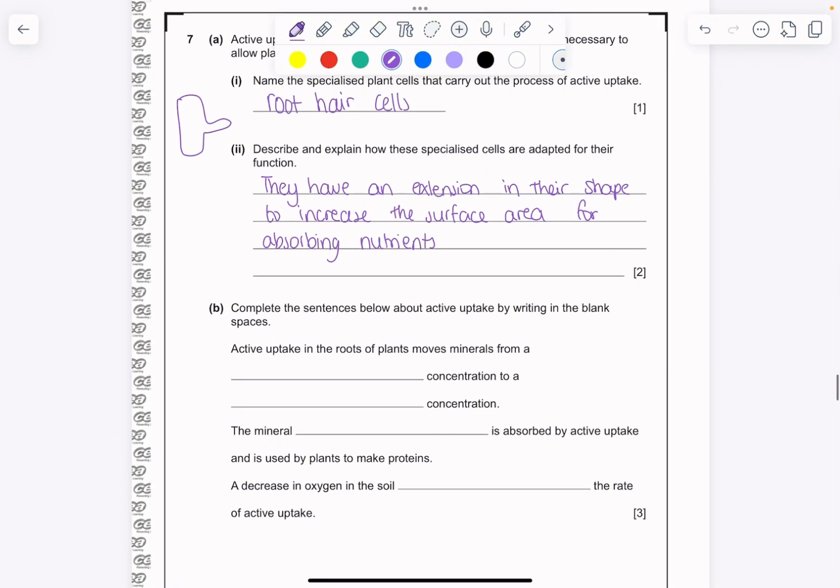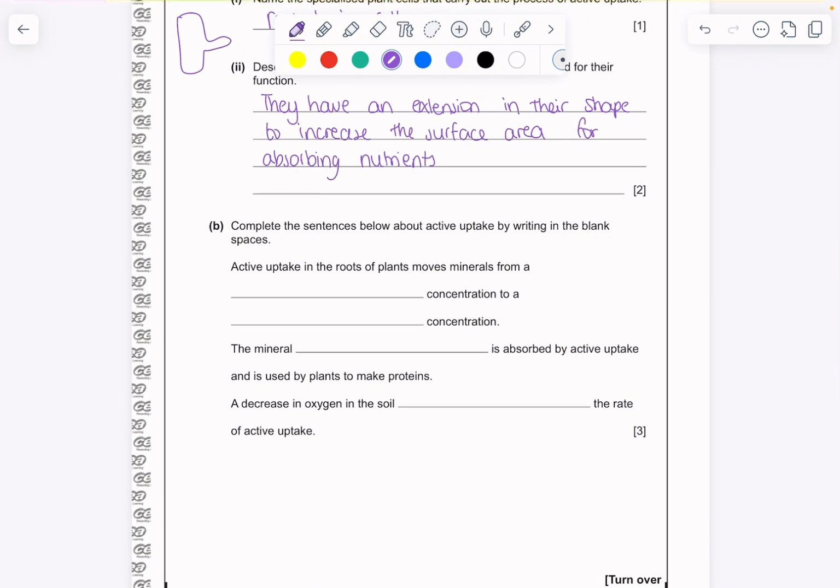Complete the sentence below about active uptake by writing in the blank spaces. Active uptake in the roots of plants moves minerals from a low to high concentration, so it's the opposite, remember, of normal. Active uptake always moves from a low concentration, so there's very little of them, to a high concentration.